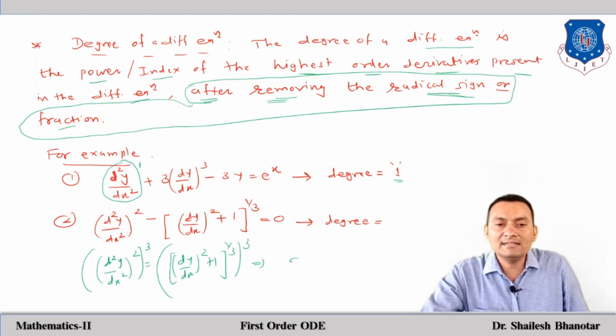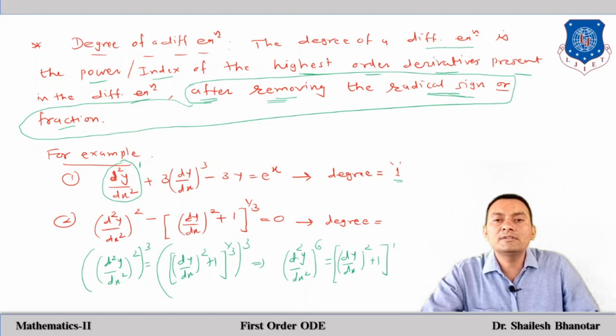On the left hand side it is going to be d square y by dx square raised to power 6, equal to dy by dx raised to power 2 plus 1 raised to power 1. Now it is very clear that the degree of the differential equation, according to the definition, is this: the highest derivative is of order 2 and it has the index, or power, 6, and therefore the degree of the differential equation will be 6.